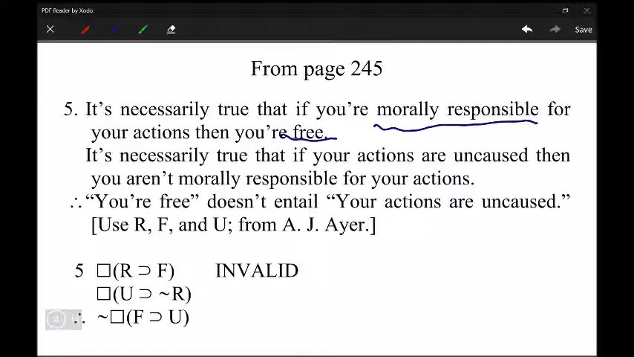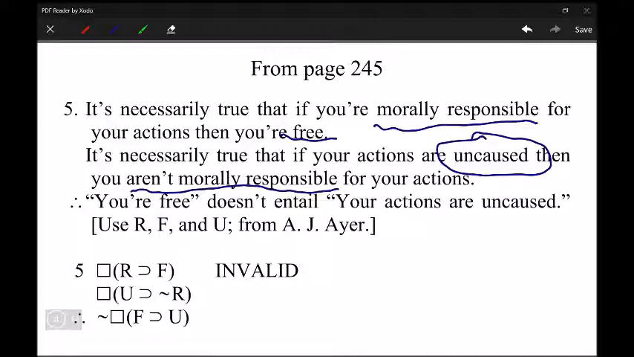The second premise he gives, it's necessarily true that if your actions are uncaused, then you aren't morally responsible. I'm not sure what he means by uncaused. He might be talking about free will and determinism. Maybe your actions aren't necessitated by your character or something else. Maybe they're random, they don't have a cause. Then you wouldn't be responsible if they weren't.